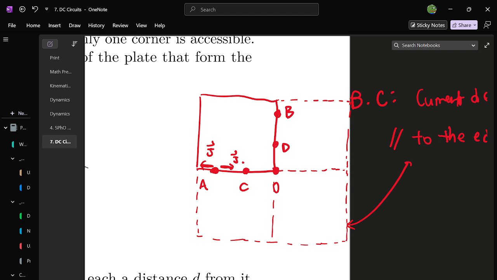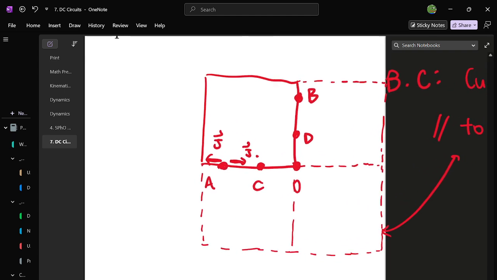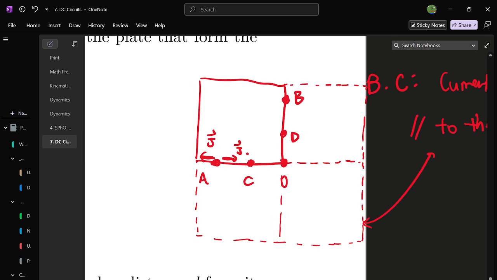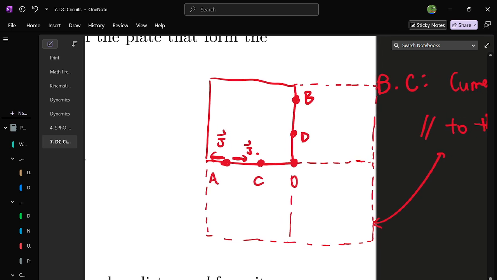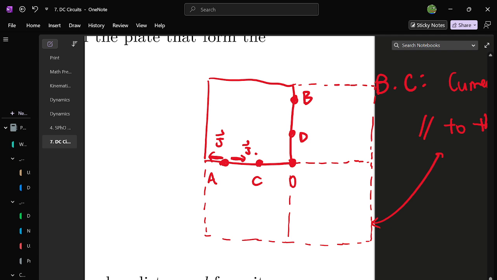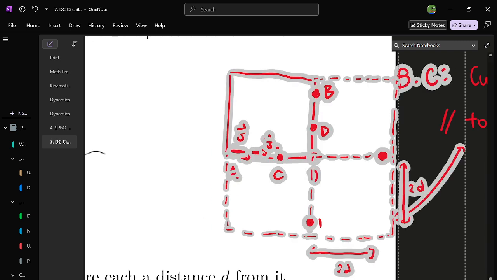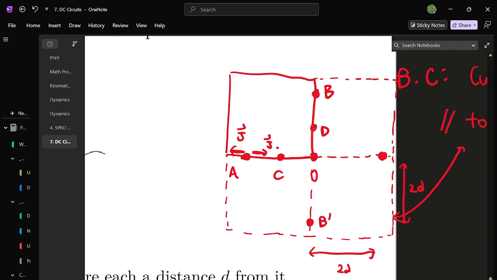So I think this is quite a niche trick, but I think it's quite important to know to visualize what boundary conditions are. I'm going to duplicate this 4 times. I'm going to create two things here. This is at 2D. This is at 2D also. So let's call this B prime. Let's call this A prime.